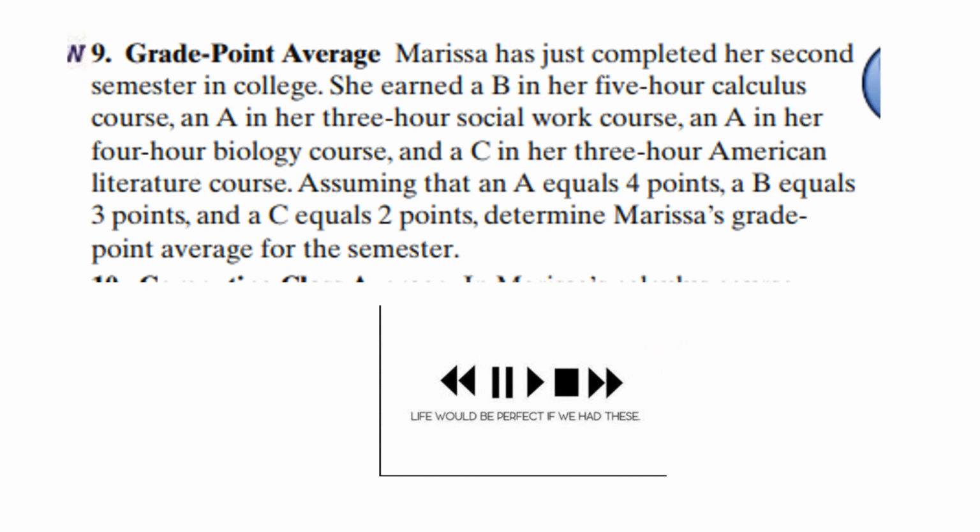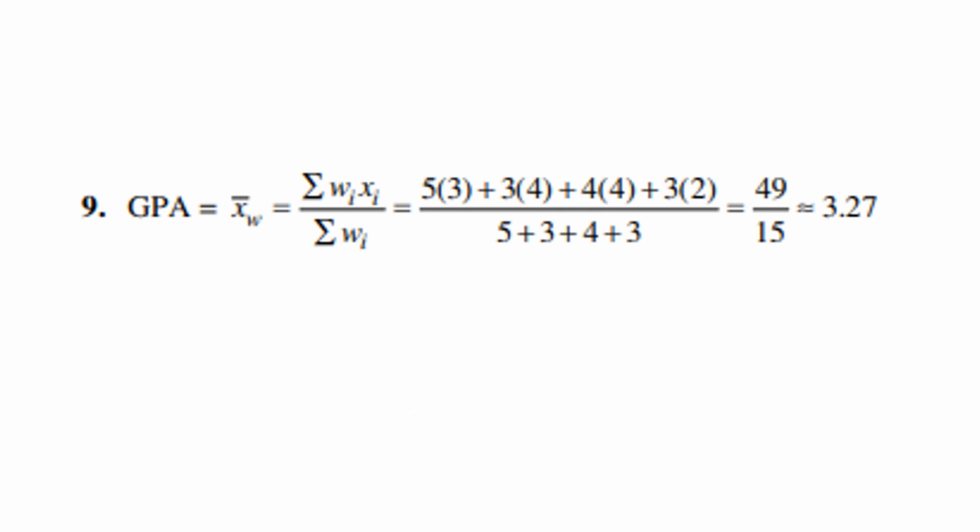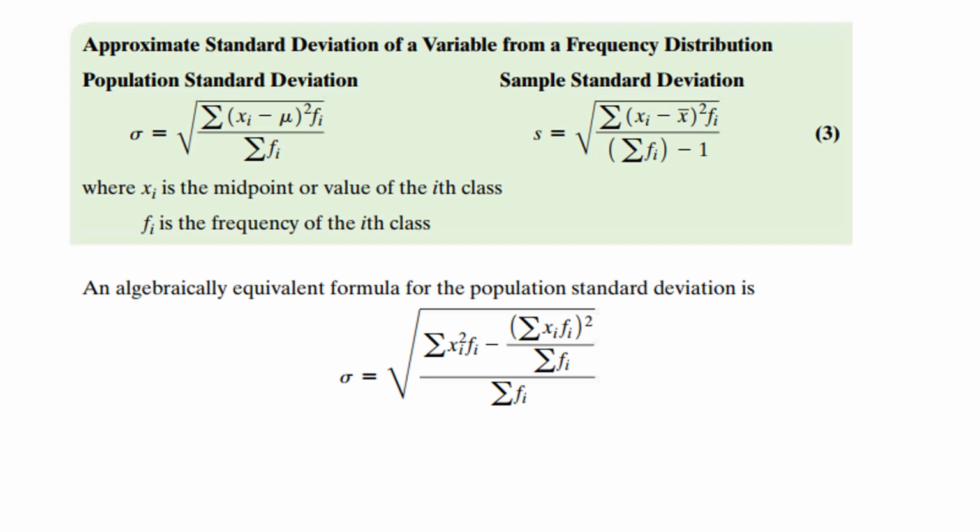Let's see how you did. So the number you should get is 3.27. You multiply each grade by the number of credit hours. Those are the weights. We can also approximate the standard deviation of a variable from a frequency distribution, and it works pretty much the same way.